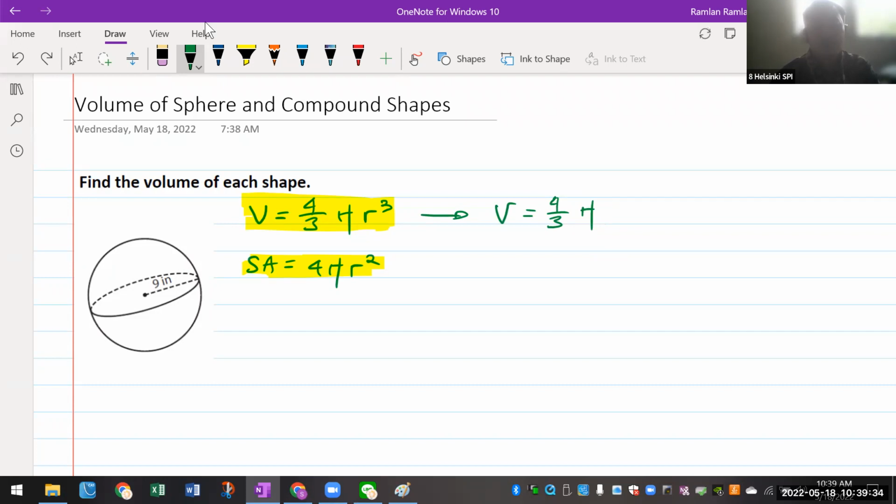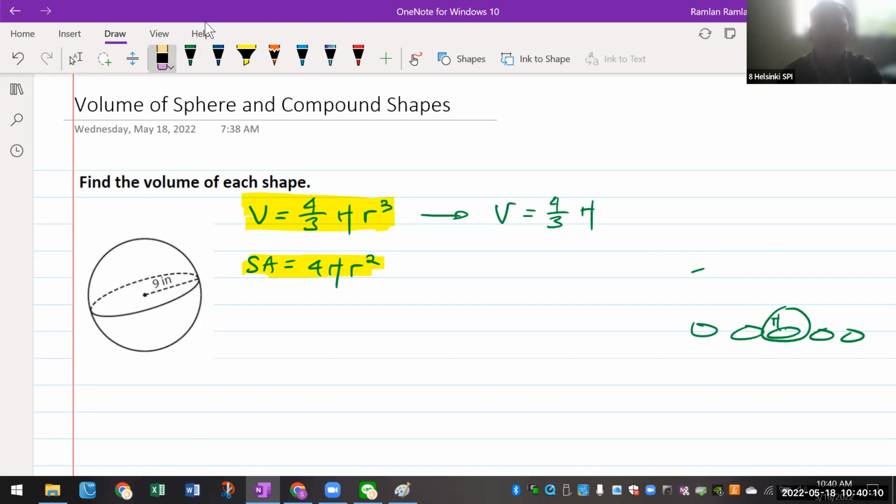Okay, so when there's no instruction on how to represent the value of pi, please use the pi that is on your calculator. Please take your calculator with you, and just remember that the pi is on the bottom of the calculator. You press the shift button first, and then you go to the bottom of the buttons here, and that will be over here. Yeah, that will be the pi.